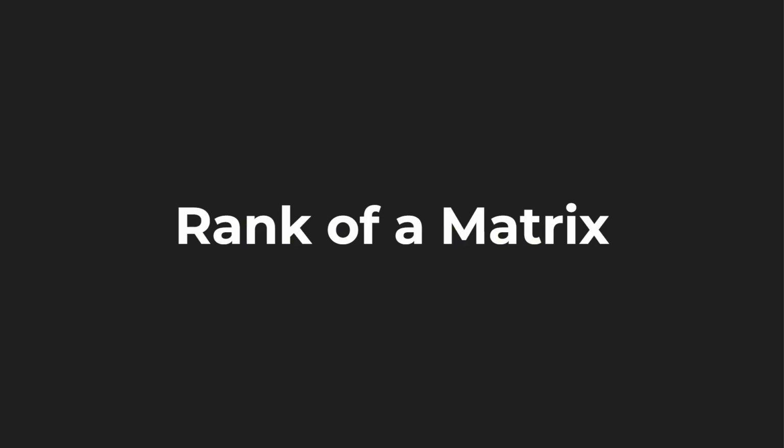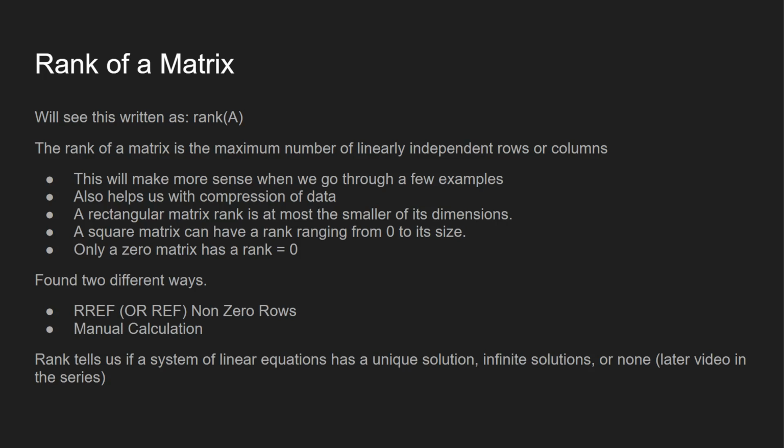All right, so let's talk a little bit about the rank of a matrix. You'll often see the rank of a matrix written as rank and then the matrix inside parentheses. So the rank of a matrix is the maximum number of linearly independent rows or columns. And this will make a little bit more sense when we go through a few different examples a bit later. This also helps us with compression of data.